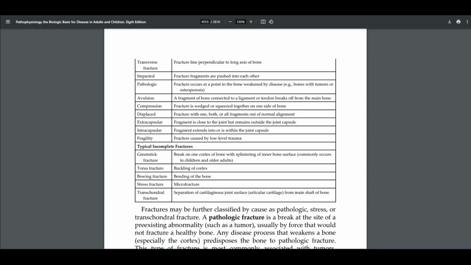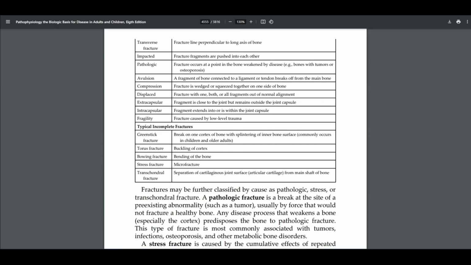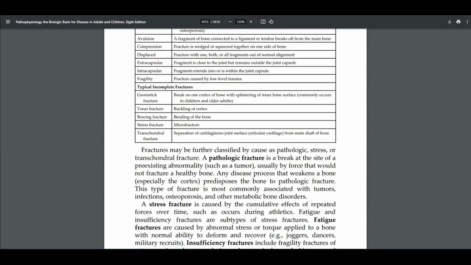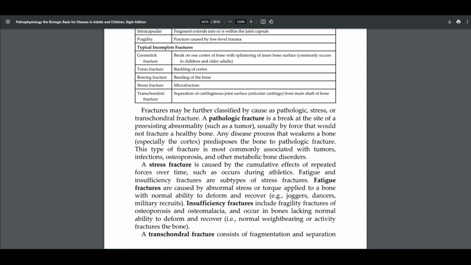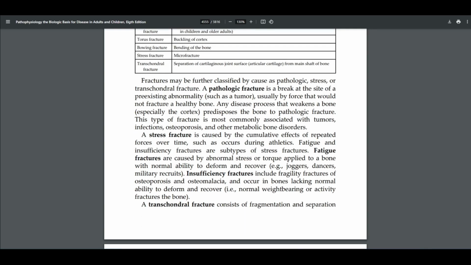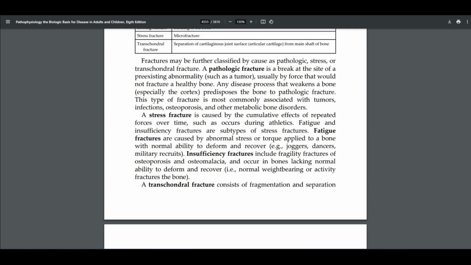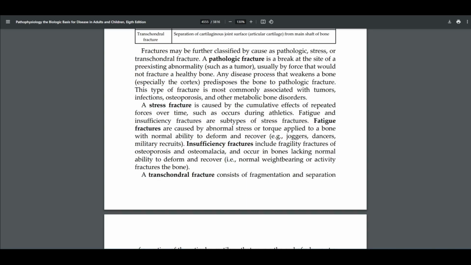Fractures may be further classified by cause as pathologic, stress, or transchondral fractures. A pathologic fracture is a break at the site of pre-existing abnormality, usually by force that would not fracture a healthy bone. Any disease process that weakens a bone predisposes the bone to pathologic fracture. This type of fracture is most commonly associated with tumors, infections, osteoporosis, and other metabolic bone disorders.